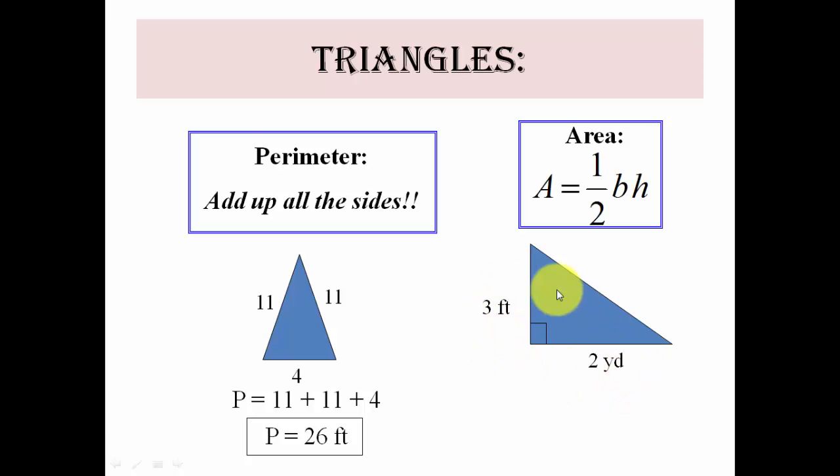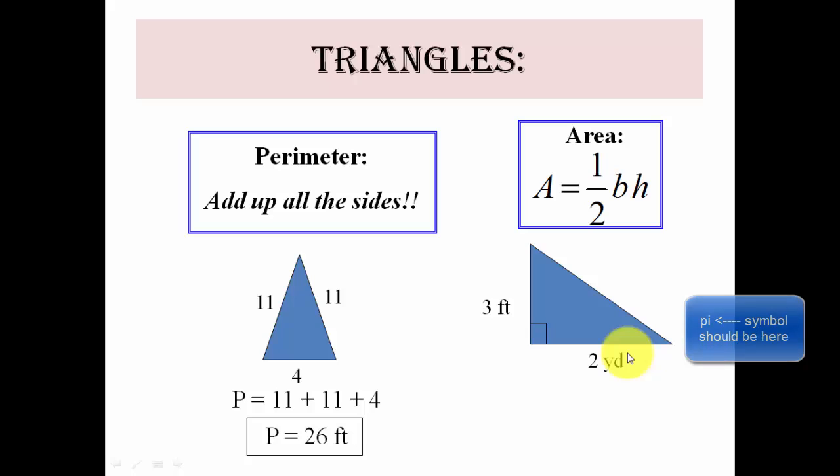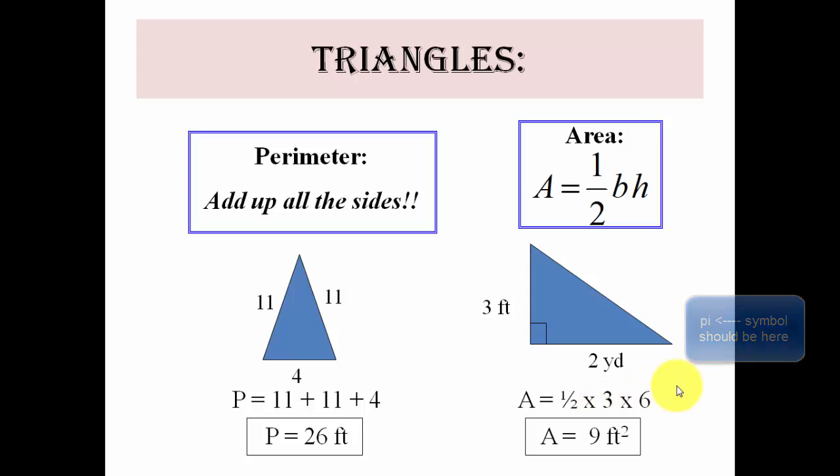Notice again that we do not have the same units here. You could either make this 1 yard or you could make this one 6 feet. I'm going to go ahead and make this one 6 feet so that they're in the same unit. So I have 1/2 times my base, which is 6, times my height, which is 3, which is going to give me 9 feet squared.